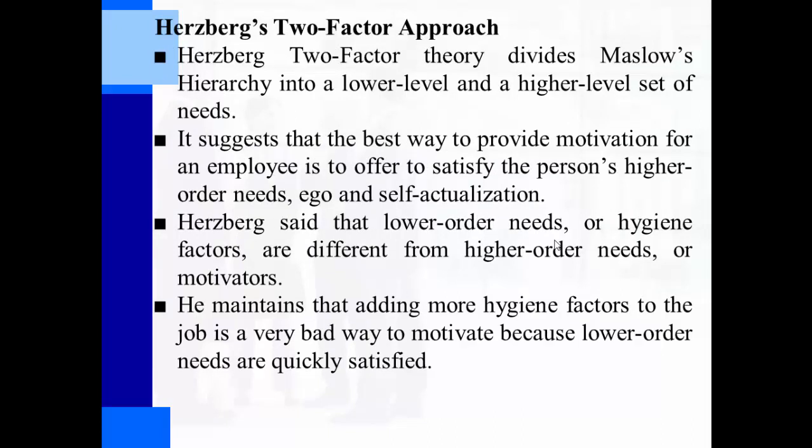Herzberg's two-factor approach. This is another theory of motivation, which divides the Maslow hierarchy into lower level and higher level sets of needs. According to this theory, the best way to provide motivation for an employee is to satisfy the person's higher order needs, ego and self-actualization. Herzberg says that lower needs, or hygiene factors, are different from higher order needs, or motivators. He maintains that adding more hygiene factors to the job is a very bad way to motivate because lower order needs are quickly satisfied.